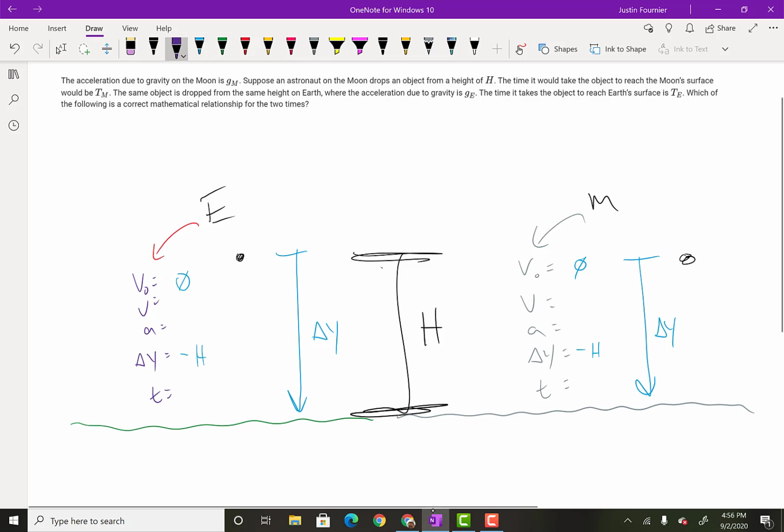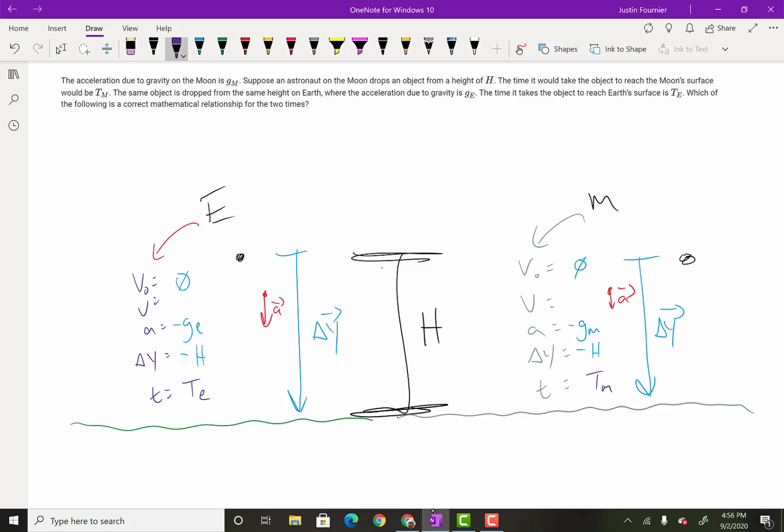The acceleration due to gravity, I can draw that. That's the acceleration vector right there, and then you've got the moon's as well. The moon's acceleration is negative gm, negative because the acceleration points down. Earth's is negative ge. And we want to find out how the times relate. So this is going to be time of the Earth, and this is going to be time of the moon.